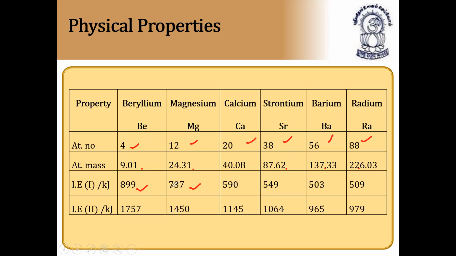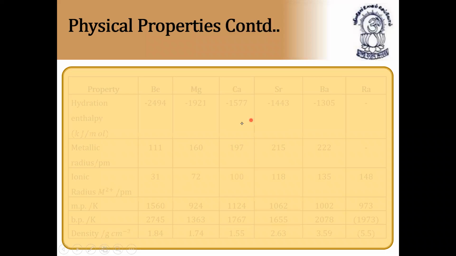Moving down the group, the ionization energy decreases, and it is highest for beryllium. Second ionization energy is 1757, 1450, and that also decreases down the group, and suddenly increases for radium. These are of not that much importance.